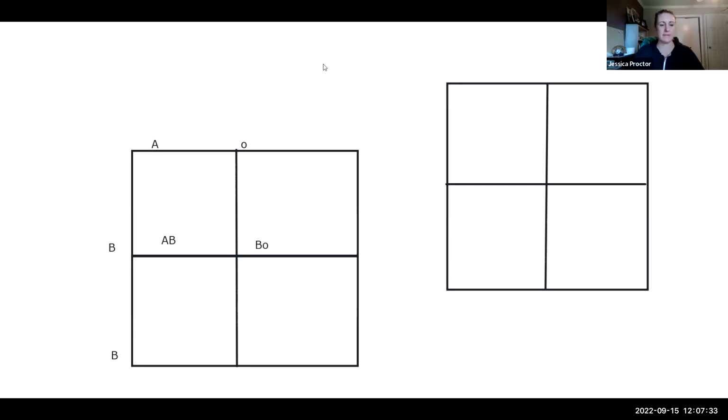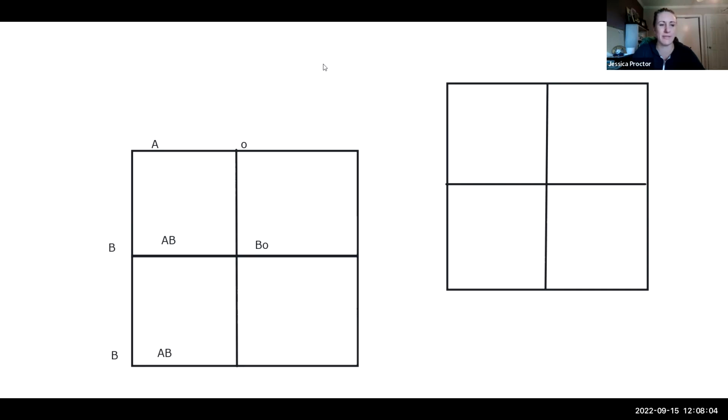What would go here in this box? AB. An A and a B. Oops. And what will go in our fourth box? BO. So this still isn't our answer because 50% of our children, 2 out of 4, would be blood type AB, and 50% of the children would be blood type B. Okay, because as long as there's at least one uppercase B or A, even if there's an O there, that uppercase dominant B or A is still going to mask the expression of the O.